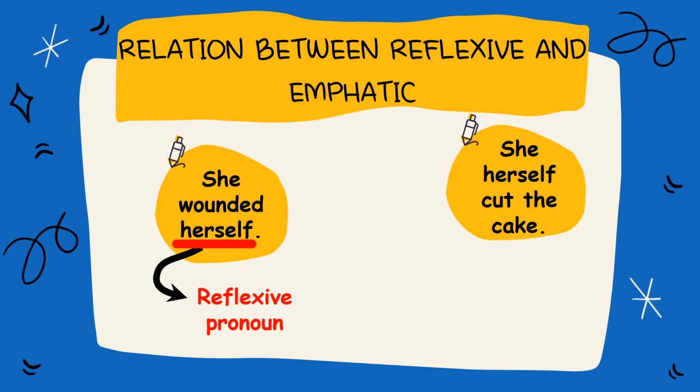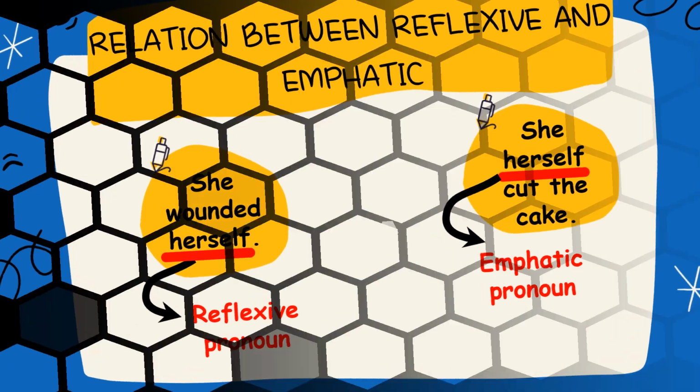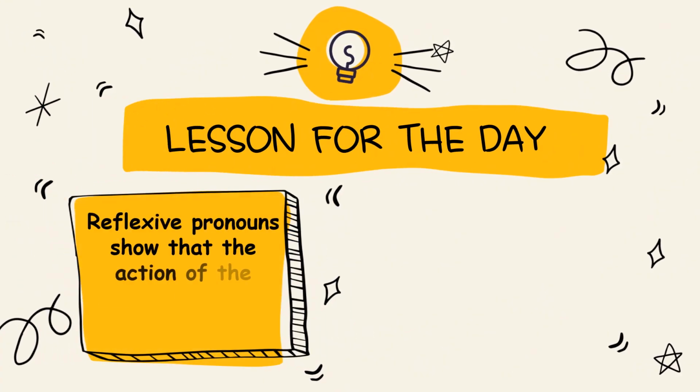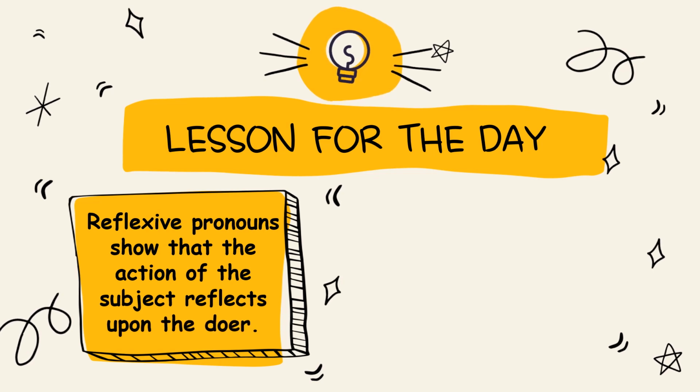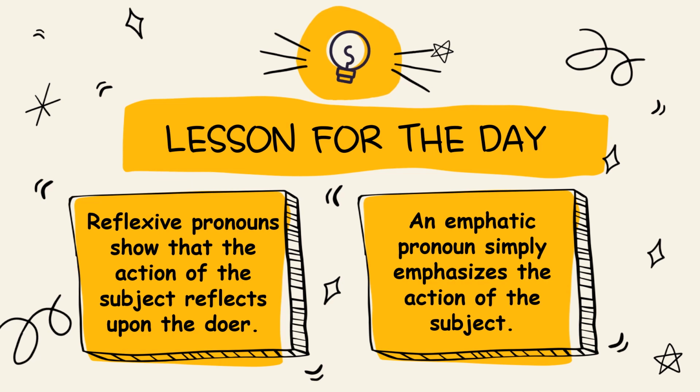Then let's take the second sentence. She herself cut the cake. Again, she is the subject. Herself is the emphatic pronoun, which is emphasizing the subject, that is she, the girl, who is doing the action, cutting the cake. Reflexive pronouns show that the action of the subject reflects upon the doer. However, an emphatic pronoun simply emphasizes the action of the subject. I hope it is clear, children.